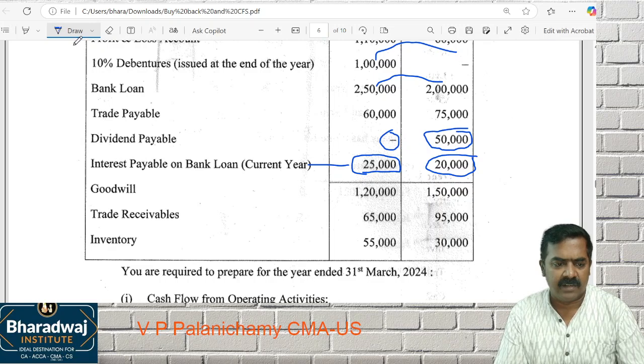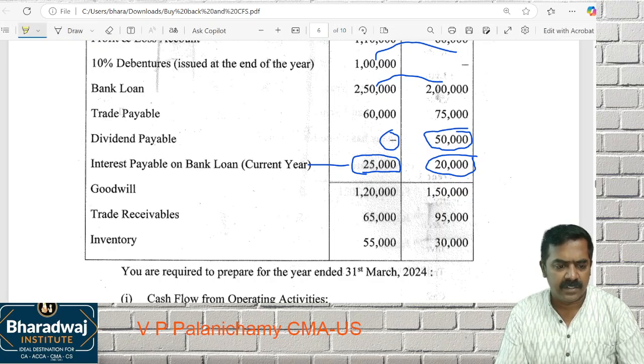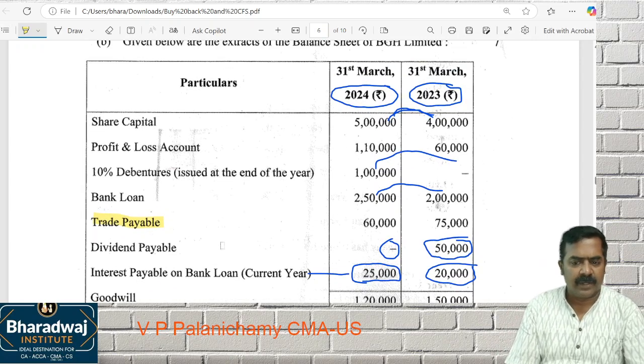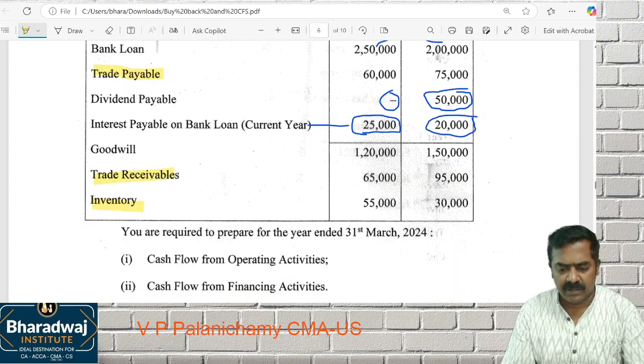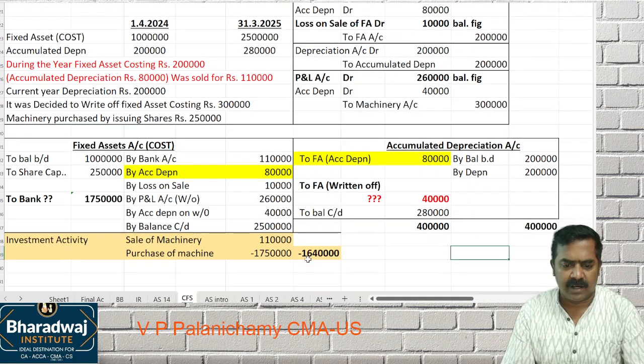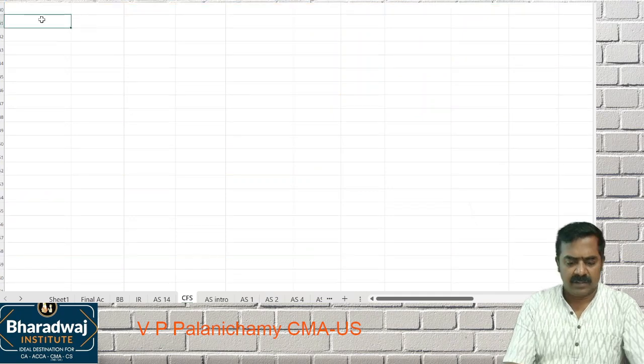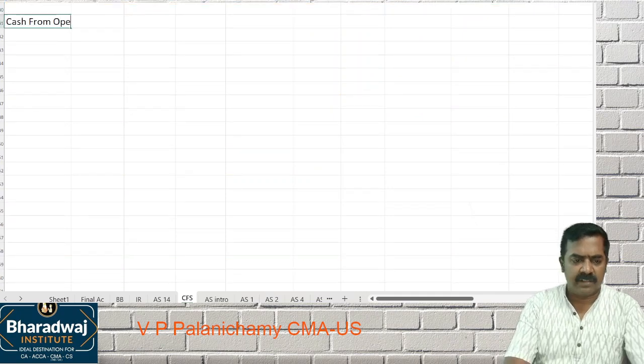Trade receivables and inventory will come in working capital changes. This trade payable, trade receivable, inventory will come in which one? Working capital changes. Okay. There are two methods of solving. One is doing it separately, another one is doing it simultaneously. They ask you to work out cash from which activity? Operating activity.